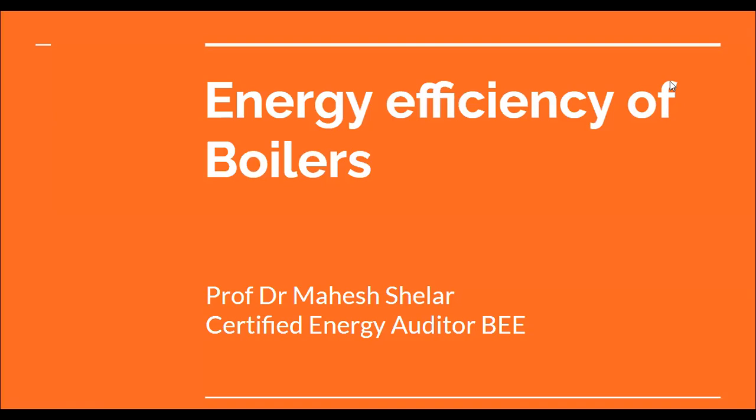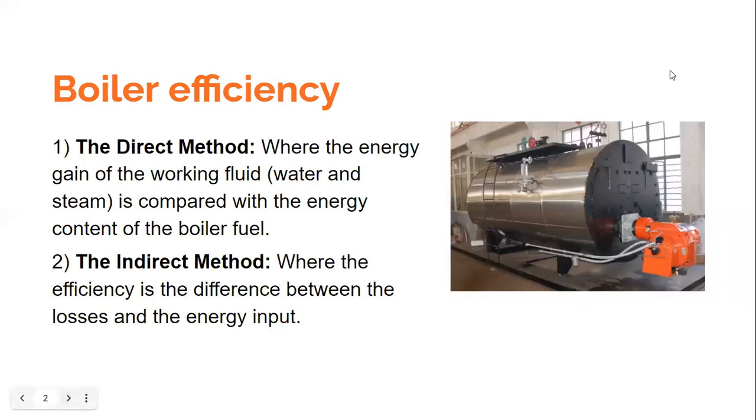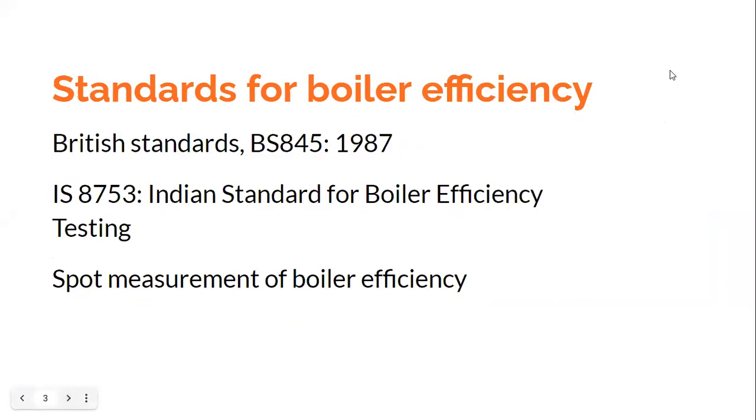generator or boiler. We talked about two popular methods which boiler auditors use to assess the performance of the boiler. We talked about the direct method and we mentioned the indirect method. And we said that the boiler efficiency test, which is the practical test which the auditors conduct, they follow certain standards.